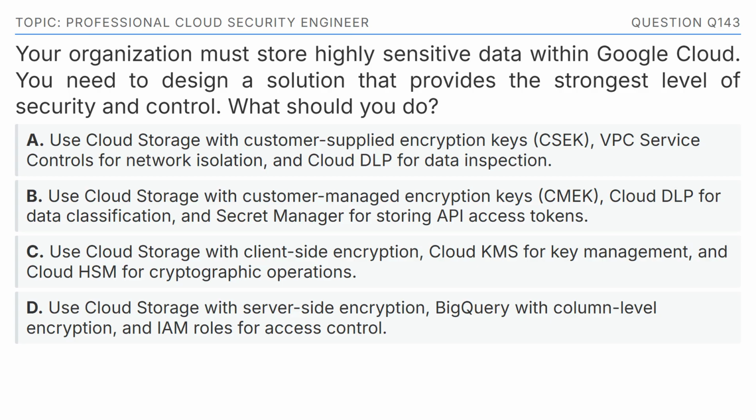Option B, use cloud storage with customer-managed encryption keys, CMEK, Cloud DLP for data classification, and Secret Manager for storing API access tokens. Option C, use cloud storage with client-side encryption, Cloud KMS for key management, and Cloud HSM for cryptographic operations. Option D, use cloud storage with server-side encryption, BigQuery with column-level encryption, and IAM roles for access control.